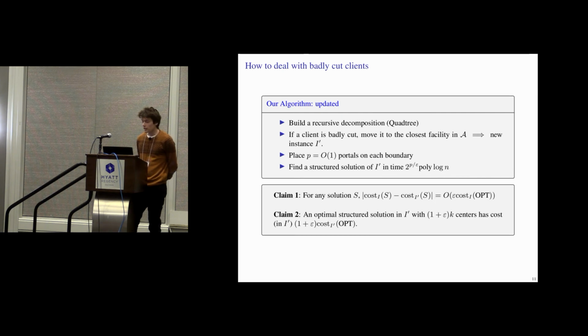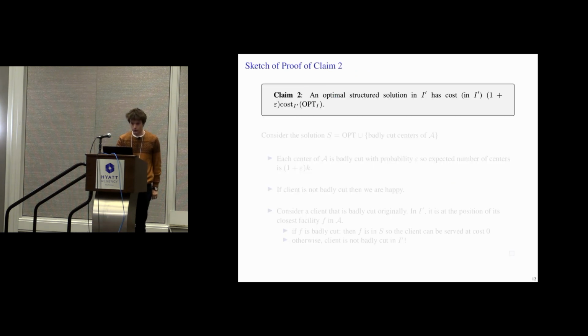Now the second claim is that it's enough to focus on I prime. Finding a structured solution in I prime gives a good approximation of the optimal solution. So that's enough to conclude, because we know that the costs in I prime and in I are the same, and we know that in I prime we can quickly find an optimal structured solution. So we're happy as well. Okay, so how to show the second claim? My goal is to show that there are no more Badlicat clients in that instance, because we saw earlier that if no one is Badlicat, then we're happy.